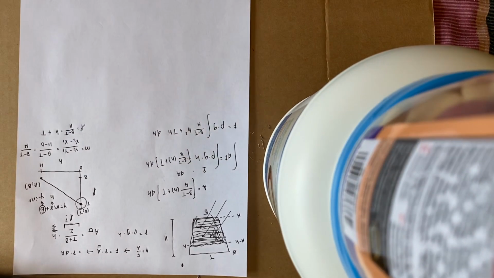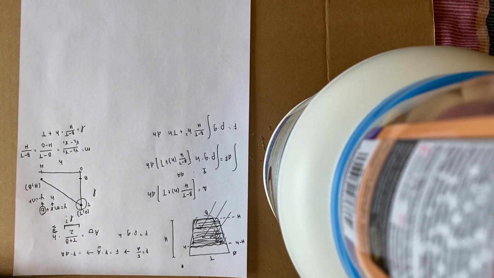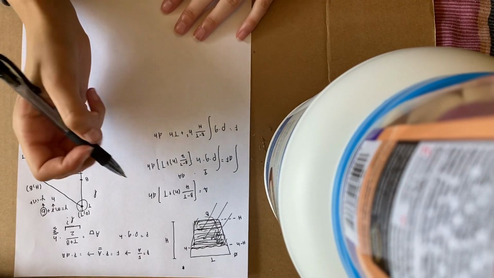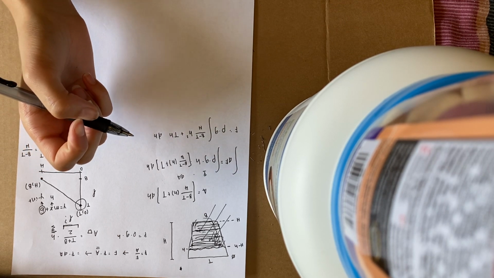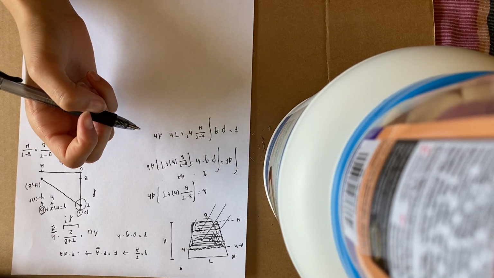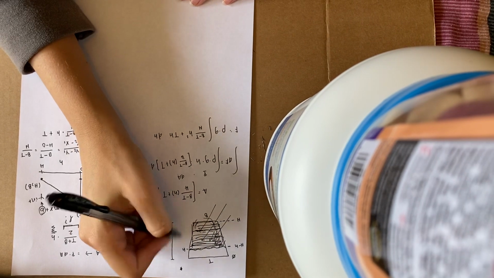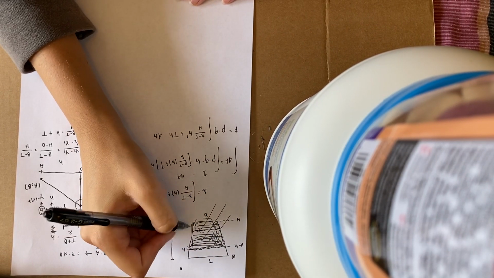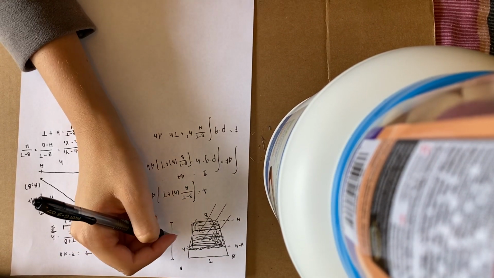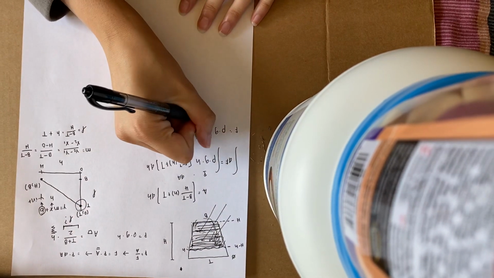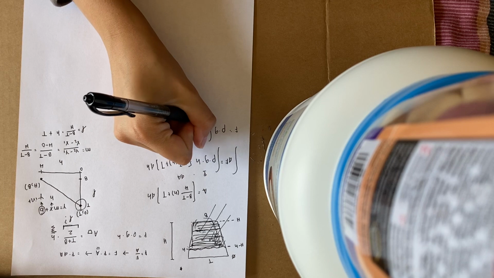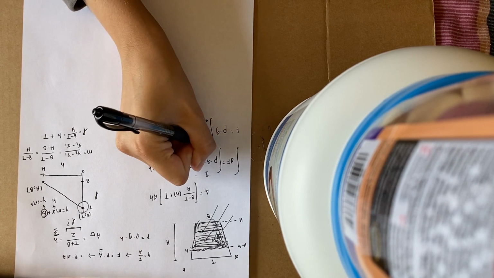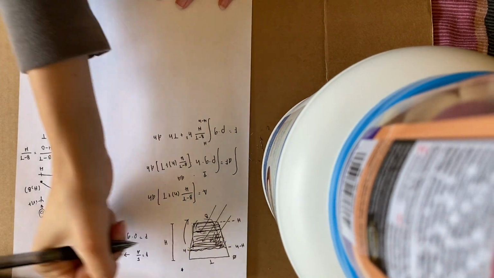Okay, so now we need to figure out our intervals. What we're going to end up doing is integrating from the height of our water to the bottom of our dam. So that is going to be from h to H, the height of our water to the bottom of our dam.